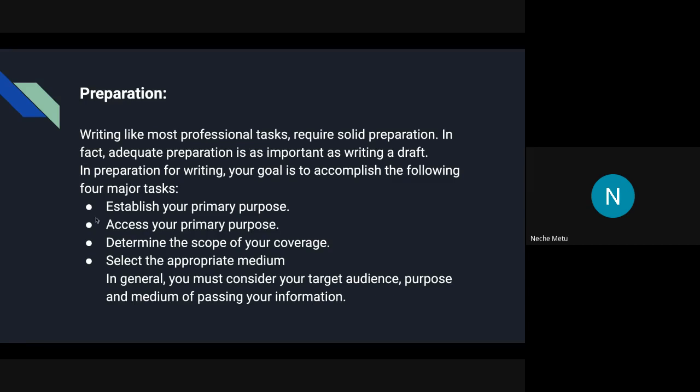So some things we look at, the three major tasks. You have to establish your primary purpose. And when I say you have to establish your primary purpose, you have to ask yourself, what do you want your readers to know? What do you want them to believe? And what do you want them to be able to do after they have finished reading what you have written?